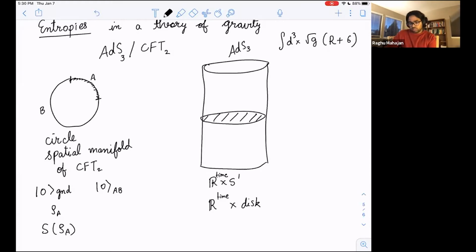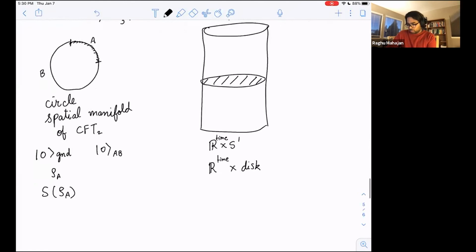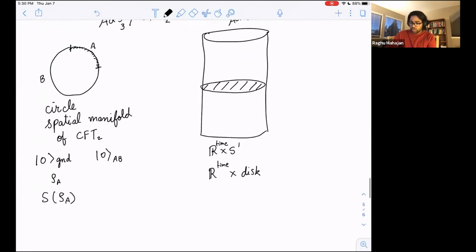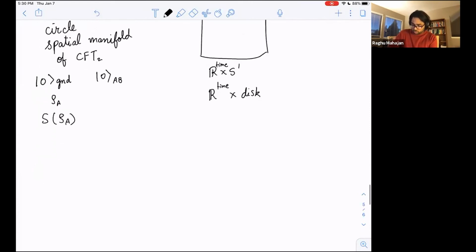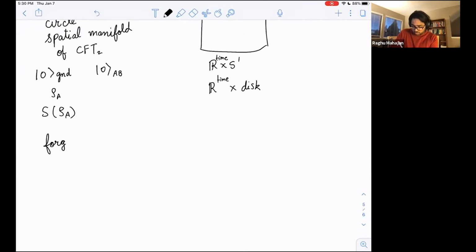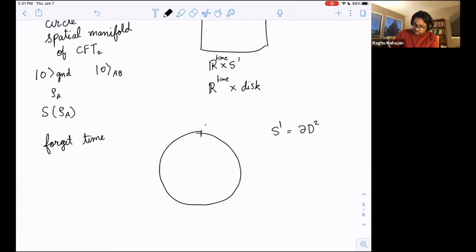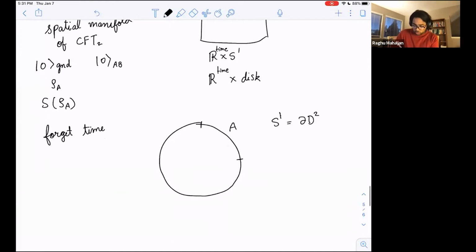And the answer is really beautiful, conjectured by Ryu and Takayanagi and later proven. Since we are just in a time-independent situation, I'm going to forget about time for now. So here we have the spatial circle S1, which is the boundary of a disk, and we have here our system, this region A. What Ryu and Takayanagi said is how you should compute the entropy of rho sub A, S of A.